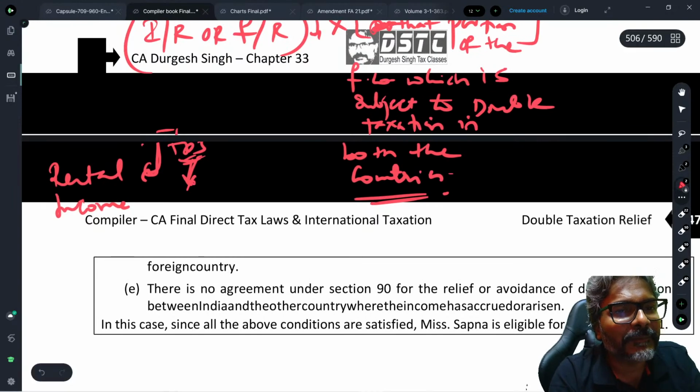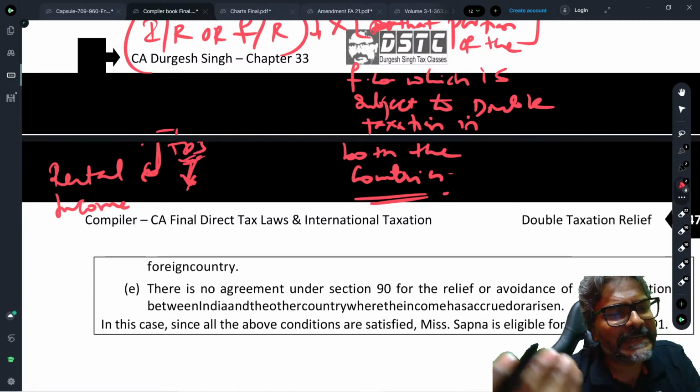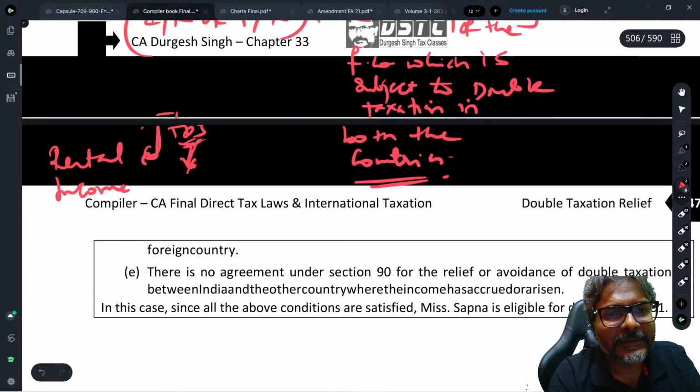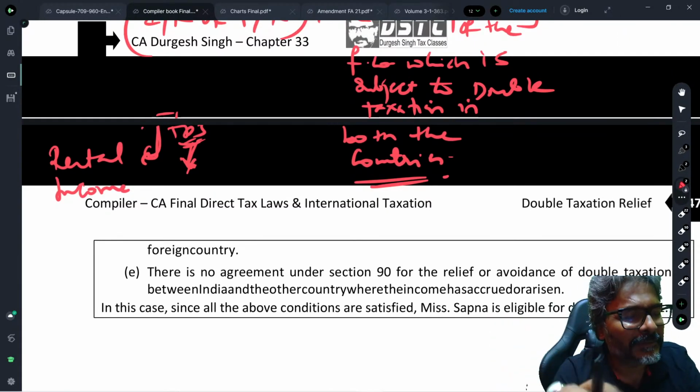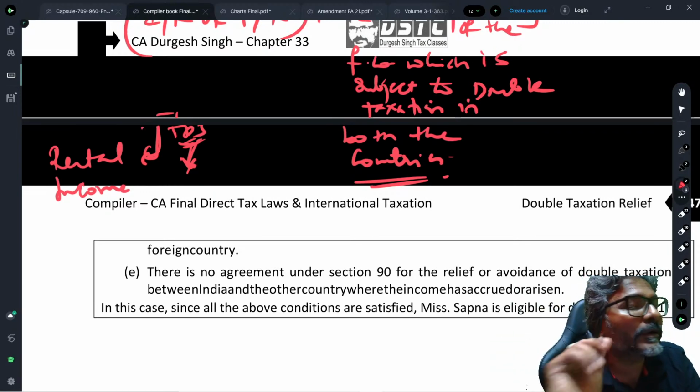So on the rental income, students, TDS would be deducted. And what is the rate of TDS? I think all of you are aware of it. Sorry, they will give it to you in the question. The TDS rate is what is deducted in the foreign country.